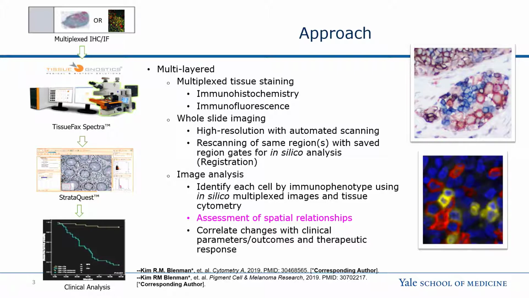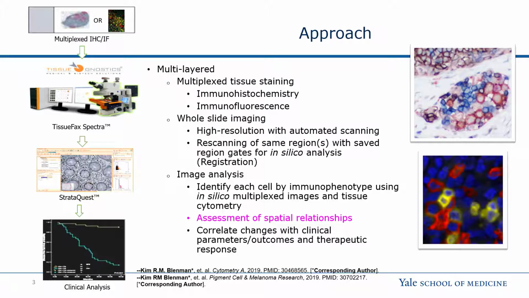So I have a multi-layer approach to this process. The first layer involves multiplex tissue staining. And normally I would do this either by immunohistochemistry or by immunofluorescence. If I am looking at between 7 and 8 targets, I would use immunohistochemistry. Anything above that, I would use immunofluorescence. So this is an example of the 7-color immunohistochemistry, and this is an example of the standard immunofluorescence.